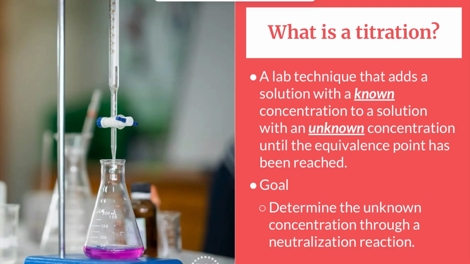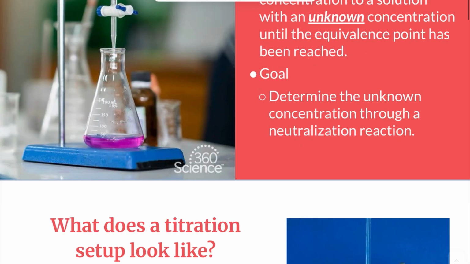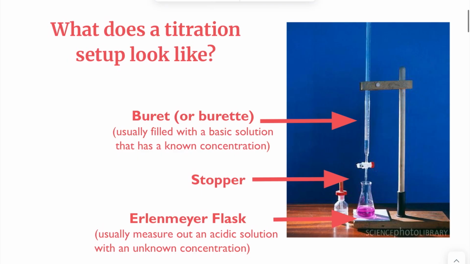So, our goal with titration, and this is a lab process that we use specifically with acids and bases, is to determine an unknown concentration through a neutralization reaction. And so, what does a titration setup look like? We're going to see some new lab glassware that we haven't worked with before. Specifically, we see a burette.